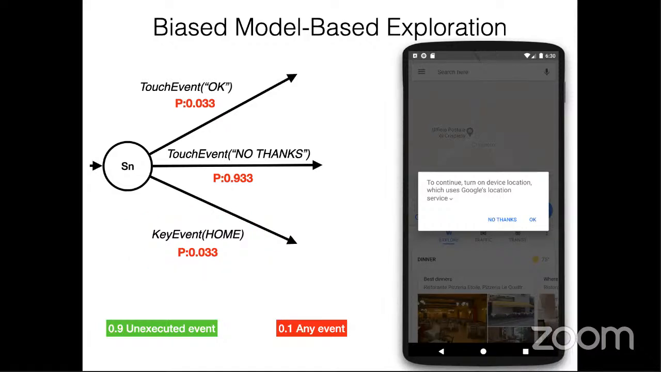Now, the next time DLD visits this state, the action that will most likely be chosen is the only one that has not been performed, that is the touch on the no thanks button. In this way, DLD is leading the exploration towards the discovery of new states that may be affected by data loss.